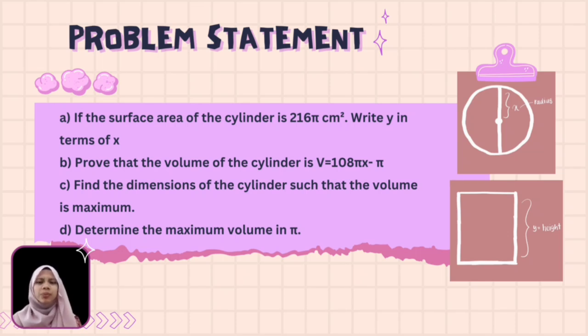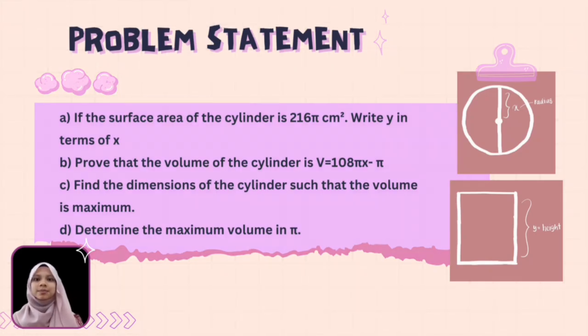Second is prove that the volume of the cylinder is V equal to 108 pi x minus pi x cubed. Third is find the dimension of the cylinder such that the volume is maximum. Fourth is determine the maximum volume in pi.